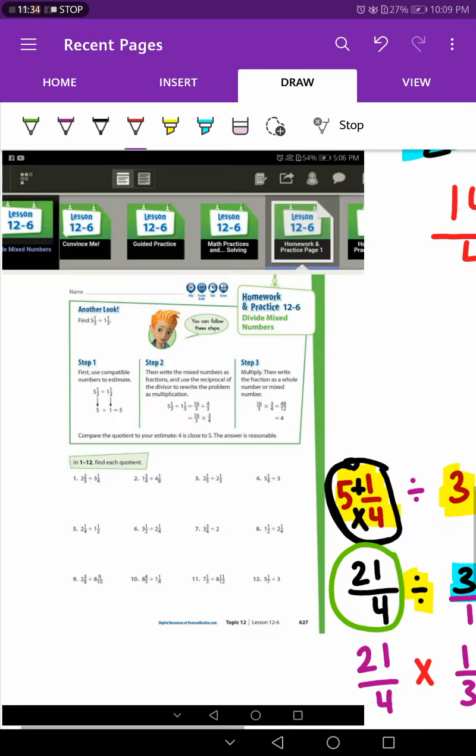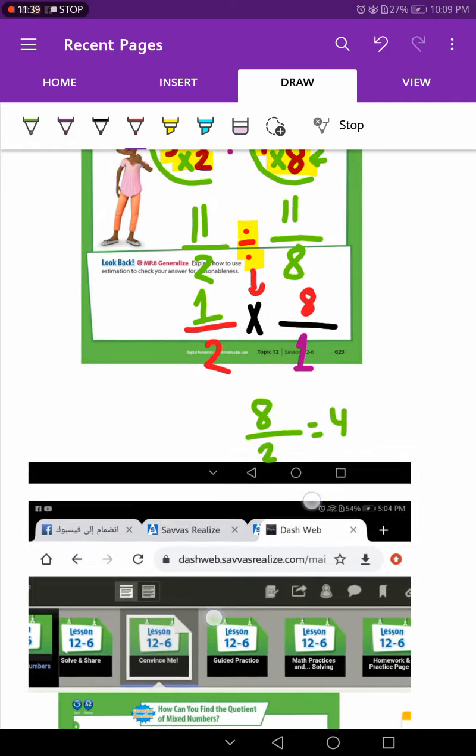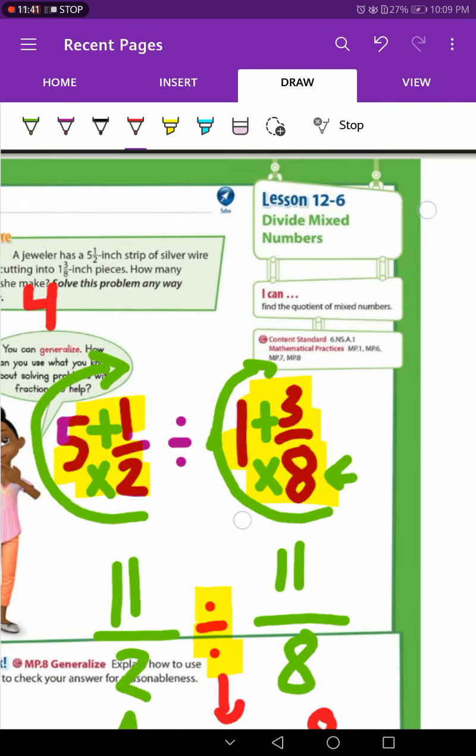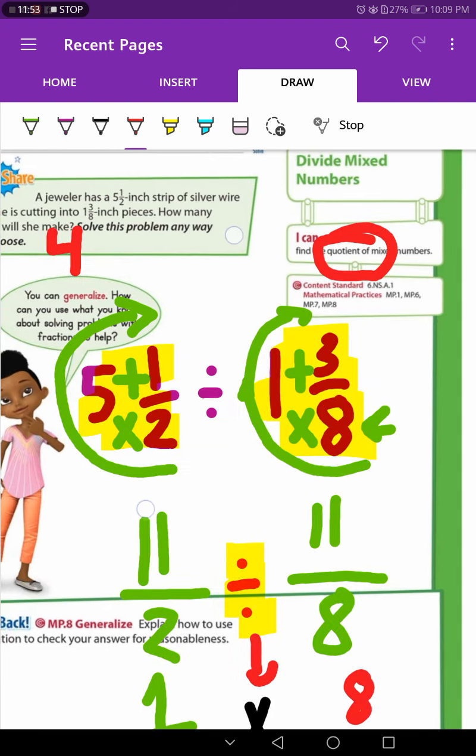Thank you for watching, and I hope you know how to divide mixed numbers, and you know what is the meaning of quotient and what are the parts of a division equation: dividend, divisor, equal, quotient.